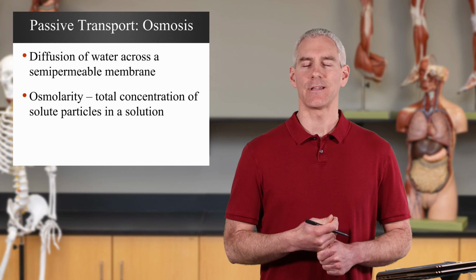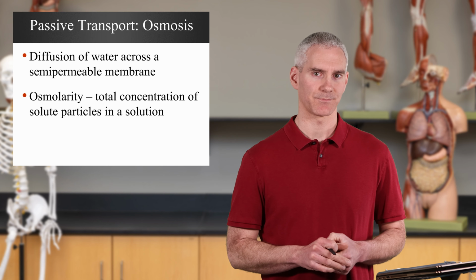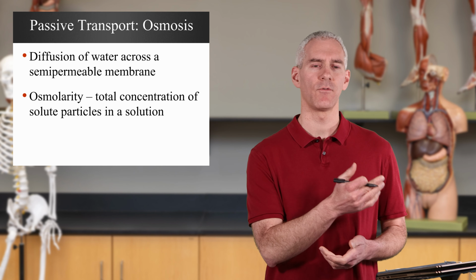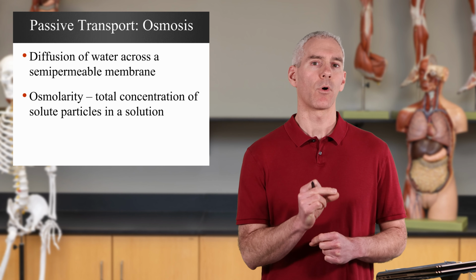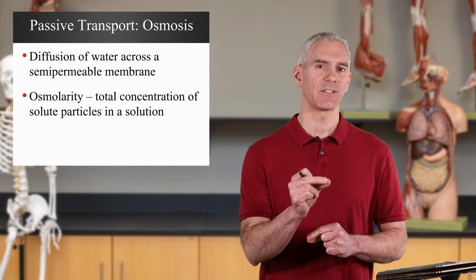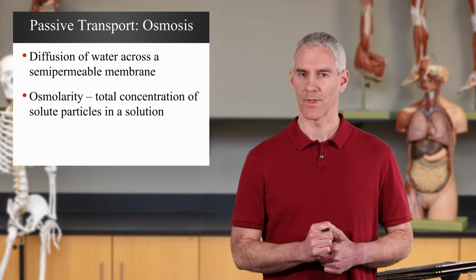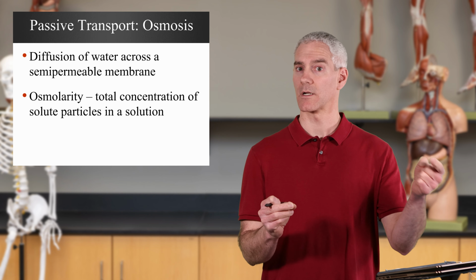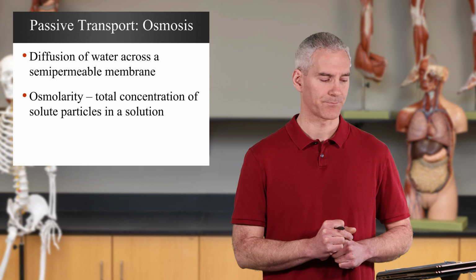Another type of passive process here is osmosis. Osmosis is defined as diffusion of water across a semi-permeable membrane. The important part here is that water is moving. The semi-permeable aspect prevents something else from moving. So we have to have two things, water and at least one other component. The water can move, but that component cannot, because of the semi-permeable membrane.